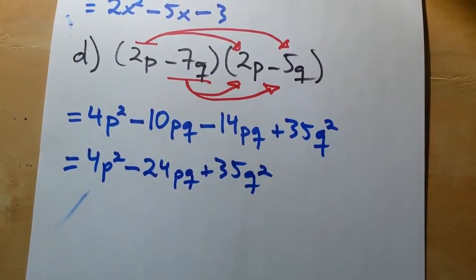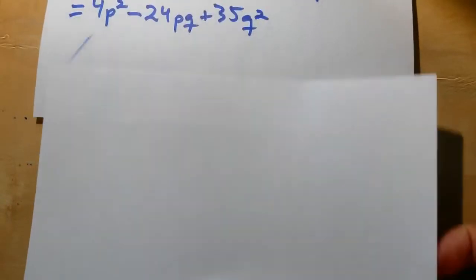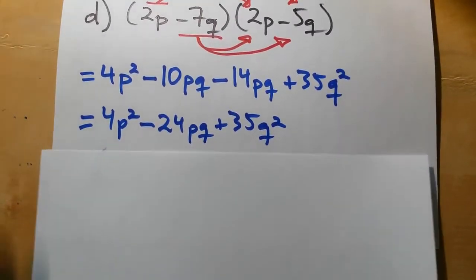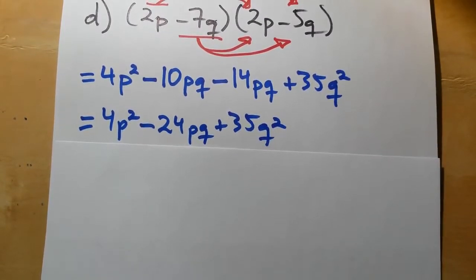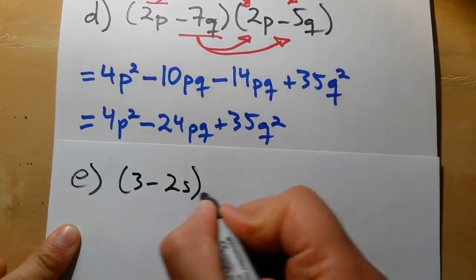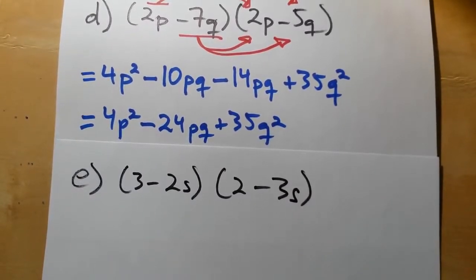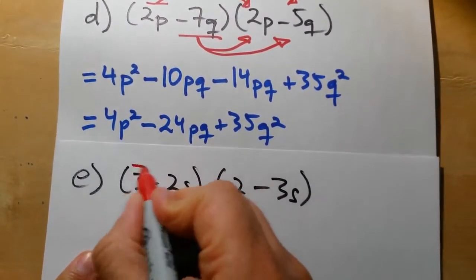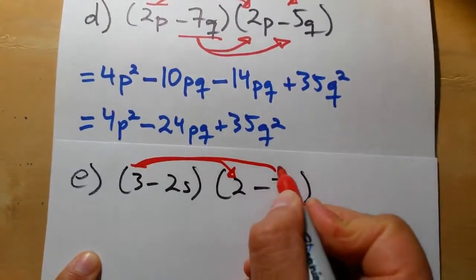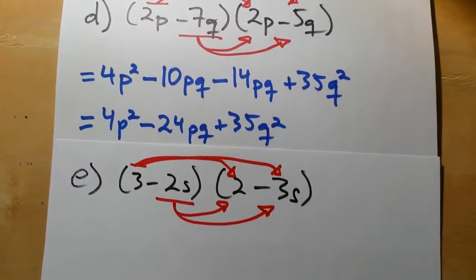Now let's take a look at 2 more examples, and these are the following. We have E, 3 minus 2s times 2 minus 3s. Same thing again. You're going to multiply this times that, keep on doing the arrows if it helps you, very useful. And then move on to that example.